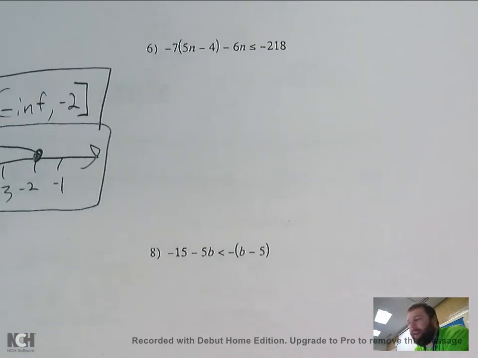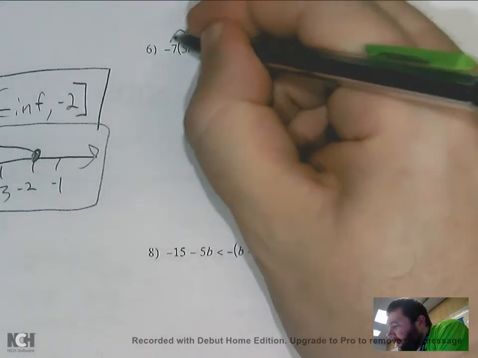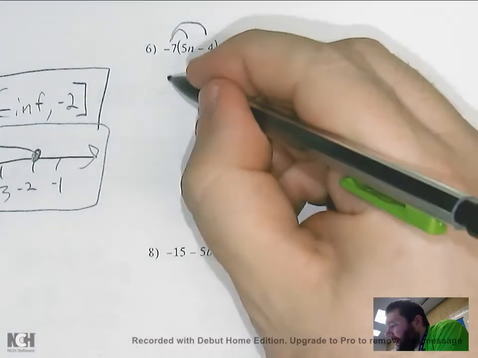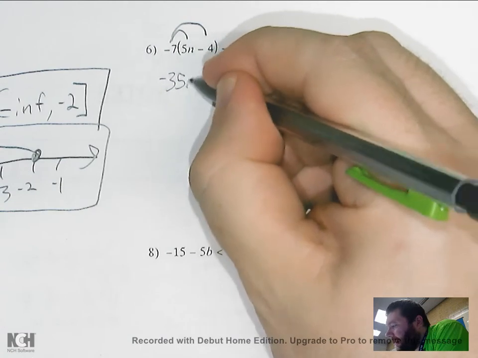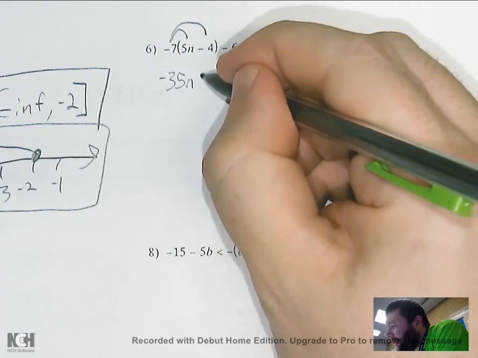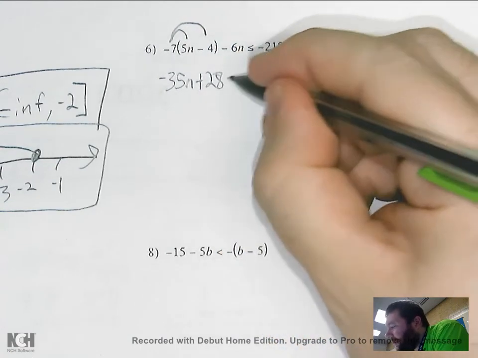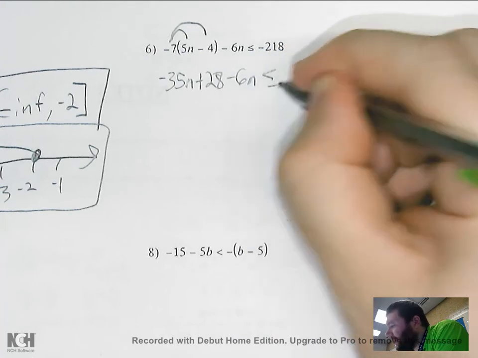Okay, let's look at this one, number 6. So number 6, we have parentheses, so we're going to start by distributing the negative 7. So distribute the negative 7, get negative 35n, and then positive 28. And then I still have a minus 6n, less than or equal to negative 218.